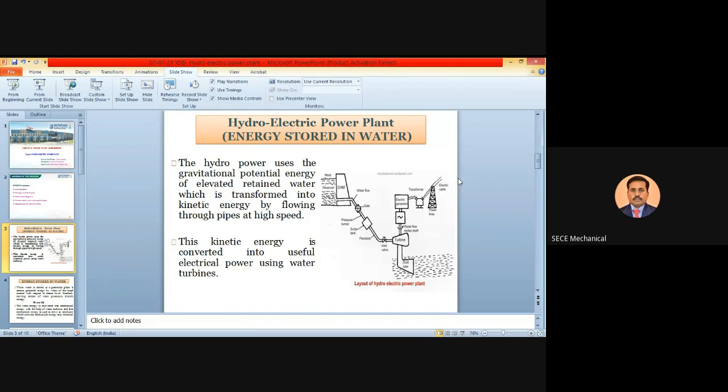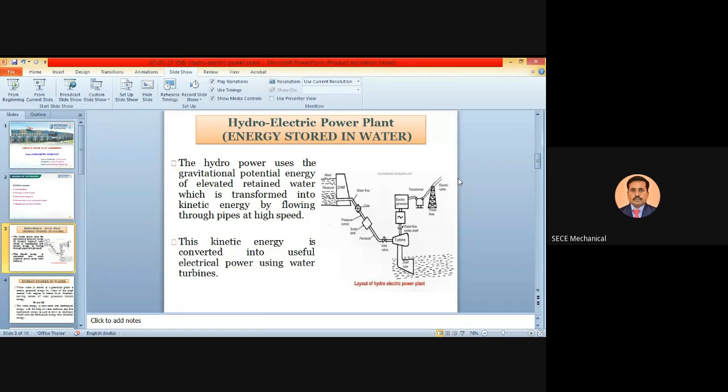So due to the pressure, the turbine blades start rotating. So automatically, what will happen? The turbine starts rotating. Due to the turbine rotation, the generator or alternator rotates, and electricity is produced. So we can develop the power. By this method, we can produce hydro power with the help of the hydro power plant.